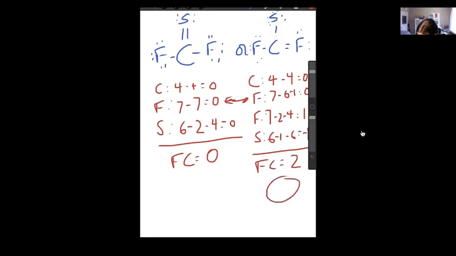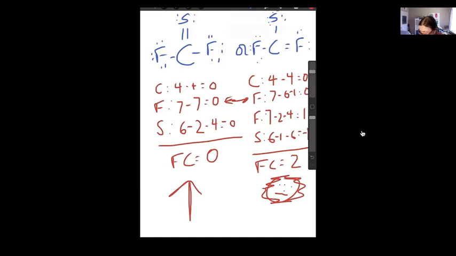And that is not as stable. It's an unstable molecule. See, that's an unstable molecule. So that's why this is the choice. This would be the correct answer for the Lewis structure for that compound.